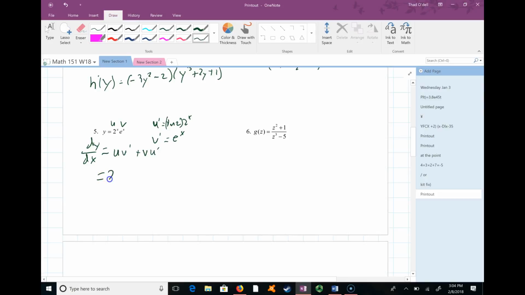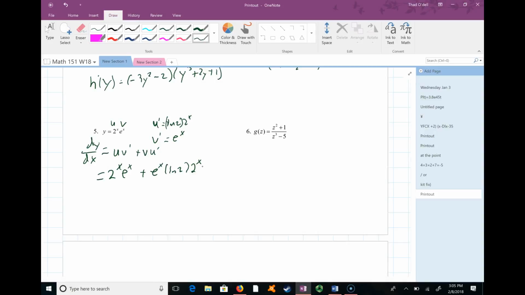So u is 2 to the x, v prime is e to the x. And then v is e to the x, u prime would be ln 2 times 2 to the x.